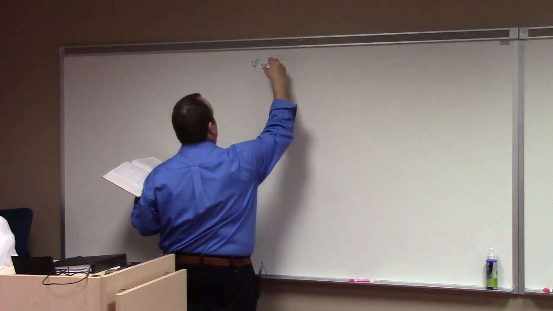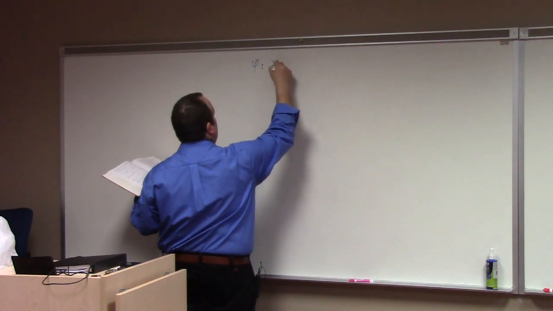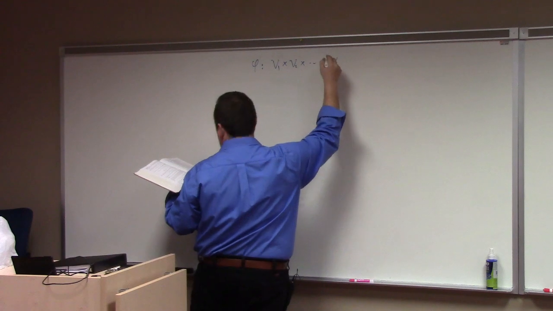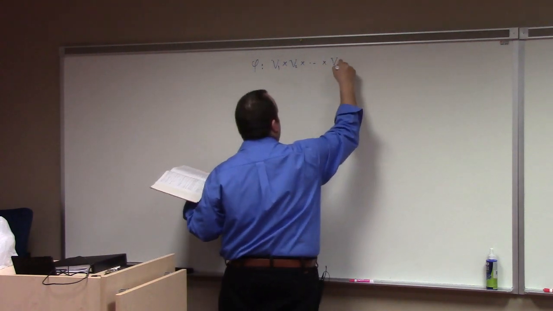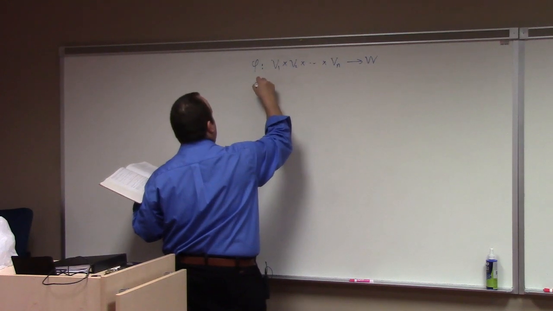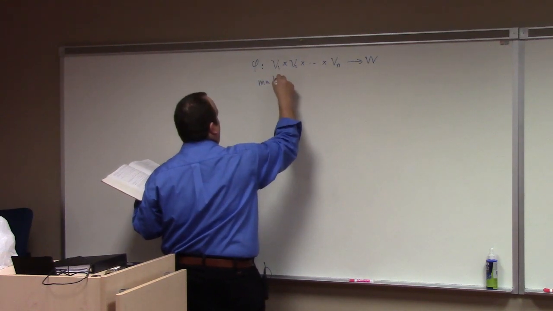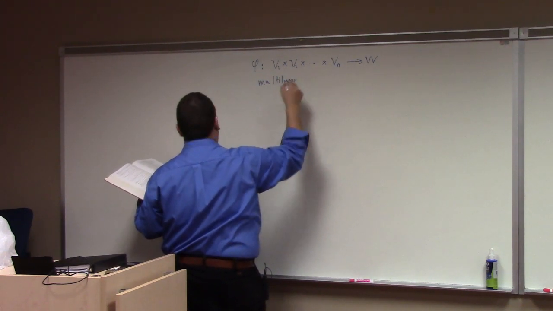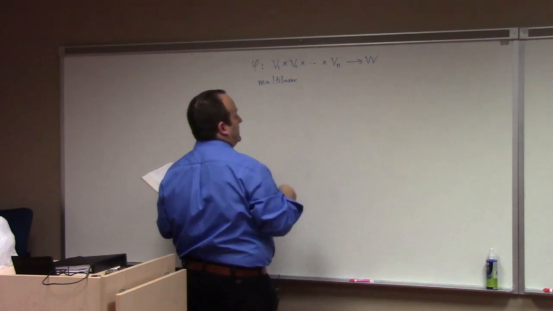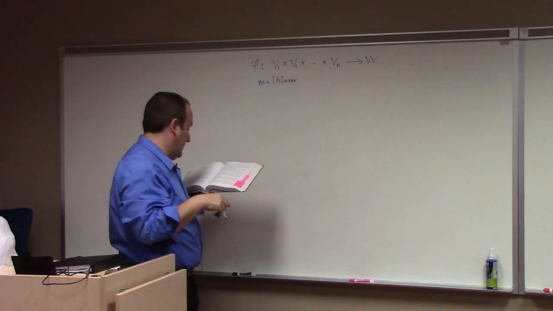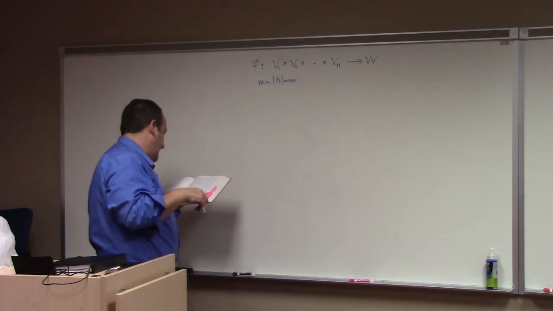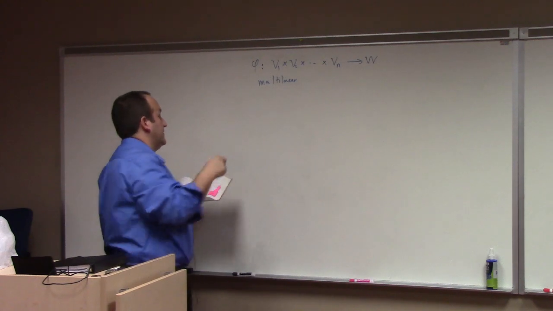So if phi is a mapping from V1 cross V2 cross ... cross Vn to W and it's multilinear, then that means that it's linear in each entry, all right? This is on page 435, section 11.4.